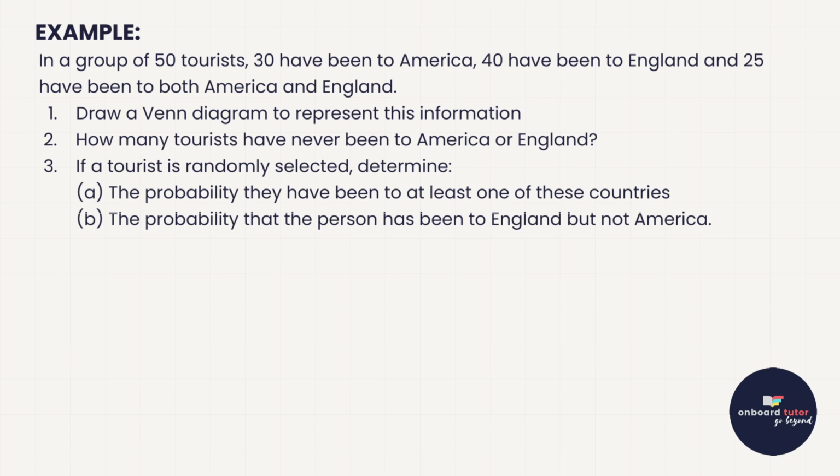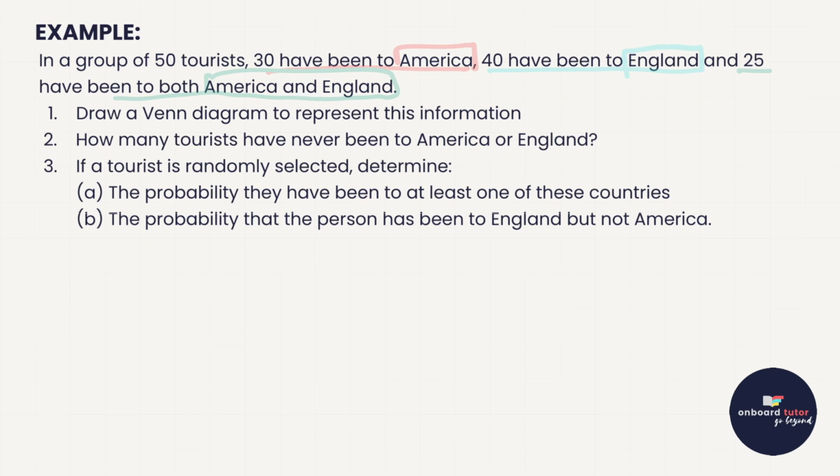Now let's see if you can do a Venn diagram from scratch. Let's tackle this example together. In a group of 50 tourists, 30 have been to America. So there's one event. 40 have been to England. And 25 have been to both America and England. Draw a Venn diagram to represent this information. So how many events, or how many sets, do I have? I've got America, and I've got England, and then I've got the overlap, remember, and is the intersection.